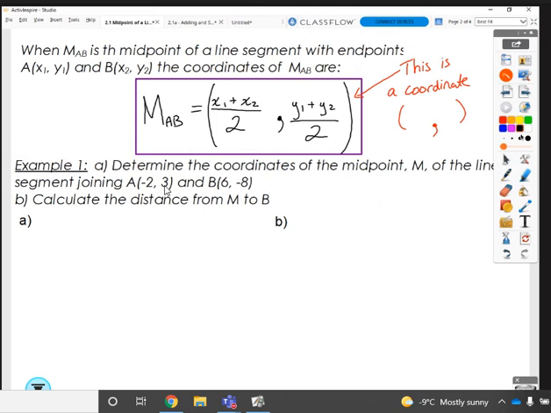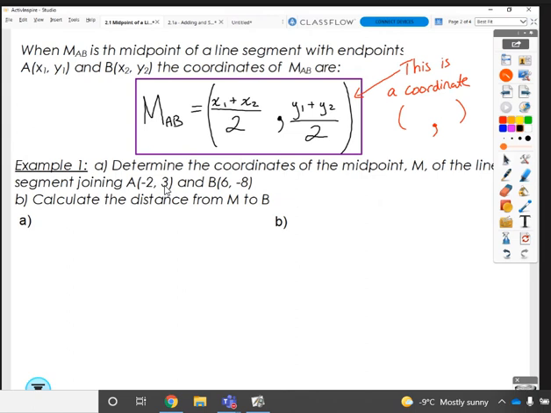So, determine the coordinates of the midpoint M of the line segment joining A (-2, 3) and B (6, -8). Calculate the distance from M to B. Okay, I think what we're going to have to do here is graph this as best as we can.